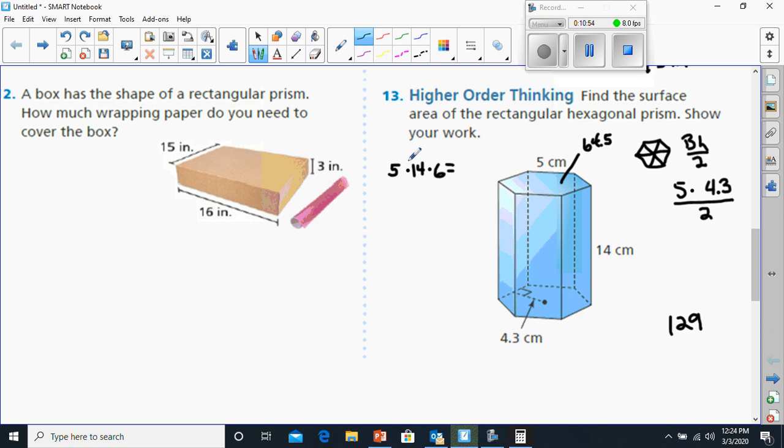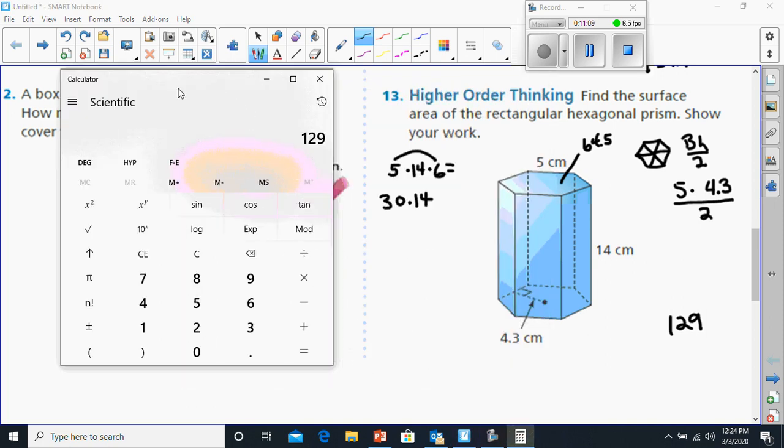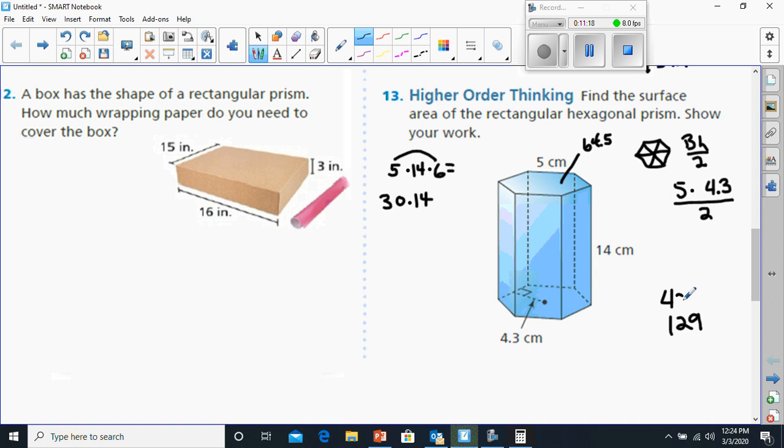And now I'm ready to go ahead and solve this. Well, this is 5 times 6, which is 30, and 30 times 14. Well, I can go ahead and put it in my calculator again to help me out here. 30 times 14, that's going to equal 420. And now I know I can add these together to find the total surface area. It looks to me it's going to be about 649 centimeters squared. And we'll double check our work to make sure we didn't make any mistakes.